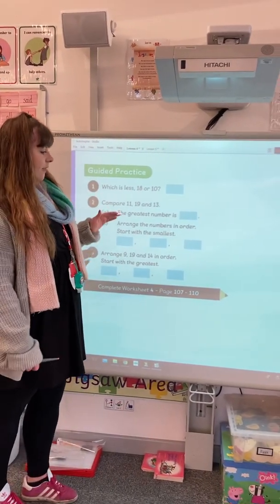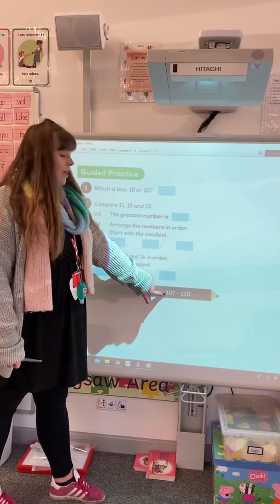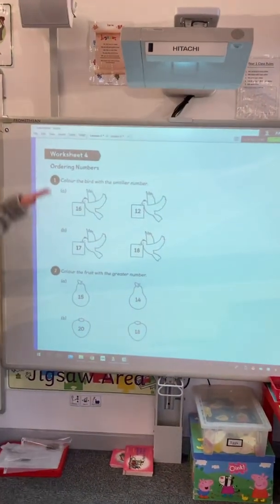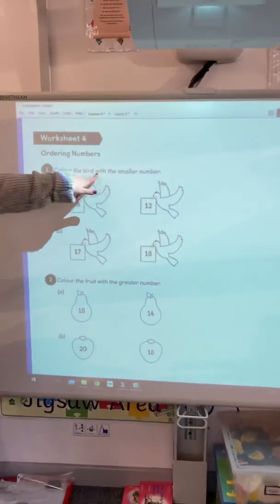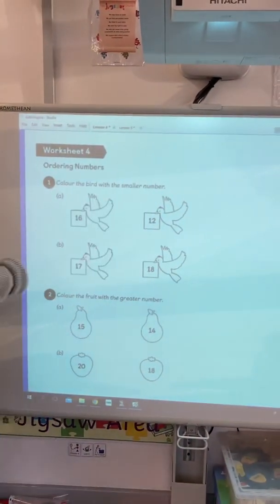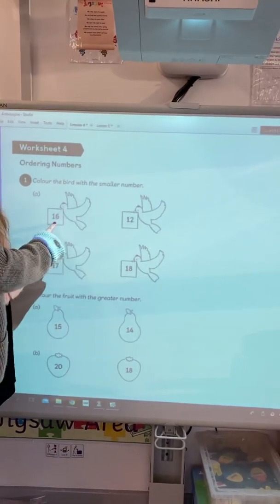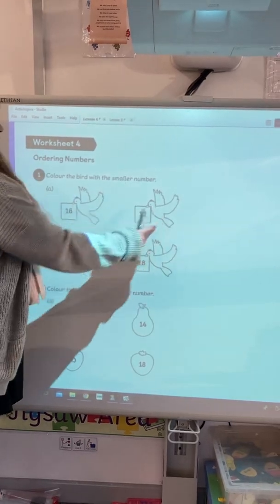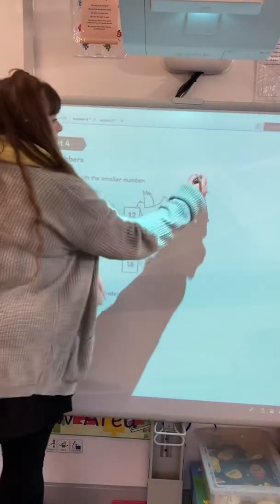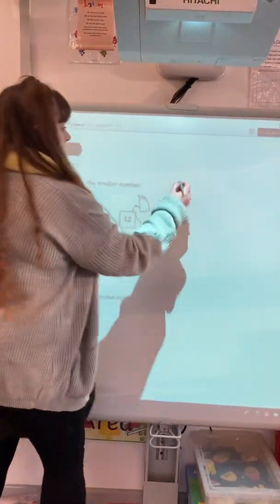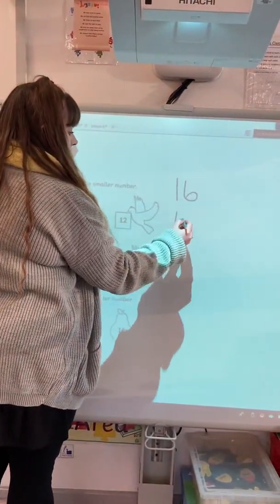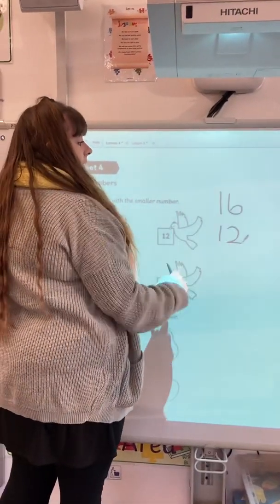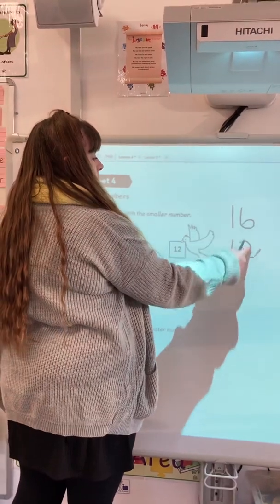So once you've answered all of them, we can move into our workbook, which is page 107 today, and this is what it looks like, okay? So worksheet 4 says, colour the bird with the smaller number, and we're going to look at these two to start with. So 16 and 12, okay? If we don't have the cubes in front of us, we can write down numbers. So we'll look at 16 and 12. And we can look at the numbers in this column here and decide which number is the smallest.